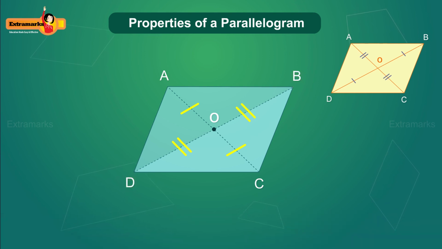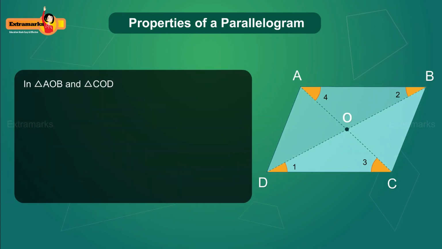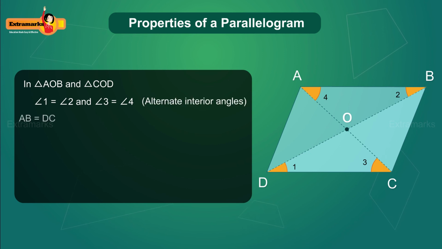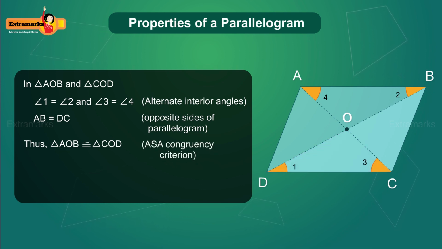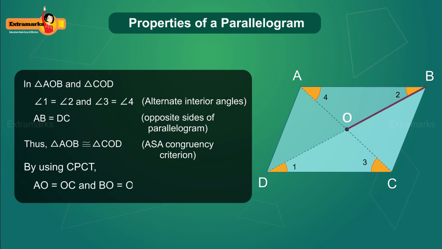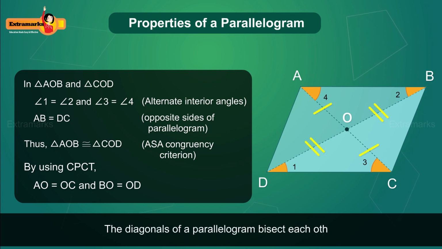Let us verify this property mathematically. Mark the angles in the figure as shown here. Observe that in triangles AOB and COD, angle 1 is equal to angle 2 and angle 3 is equal to angle 4 because these are alternate interior angles. Also, AB is equal to DC being the opposite sides of a parallelogram. So, triangle AOB is congruent to triangle COD by ASA congruency criterion. Thus, by using CPCT, we have AO is equal to OC, BO is equal to OD. This verifies that the diagonals of a parallelogram bisect each other.